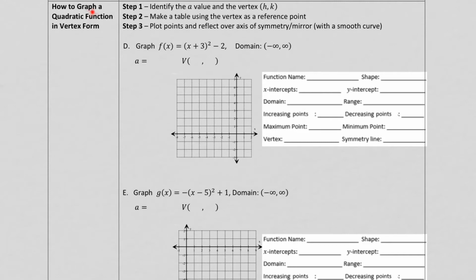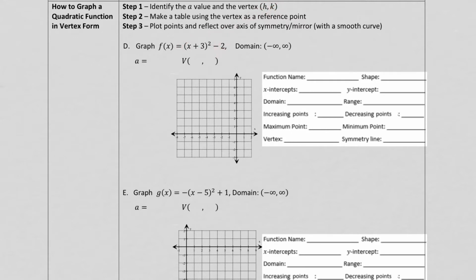So how do we graph a quadratic function that's in vertex form? We're going to have 3 steps for this process. So in example D, this is vertex form. Step 1, let's first identify the a value and the vertex, which includes the h and k values.